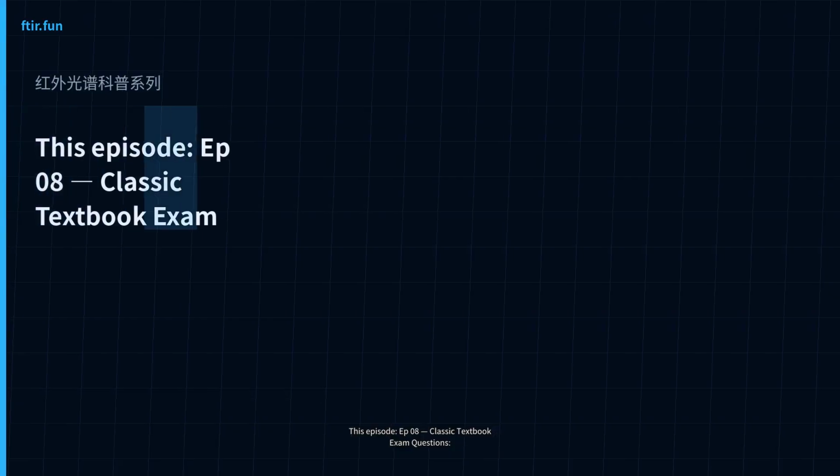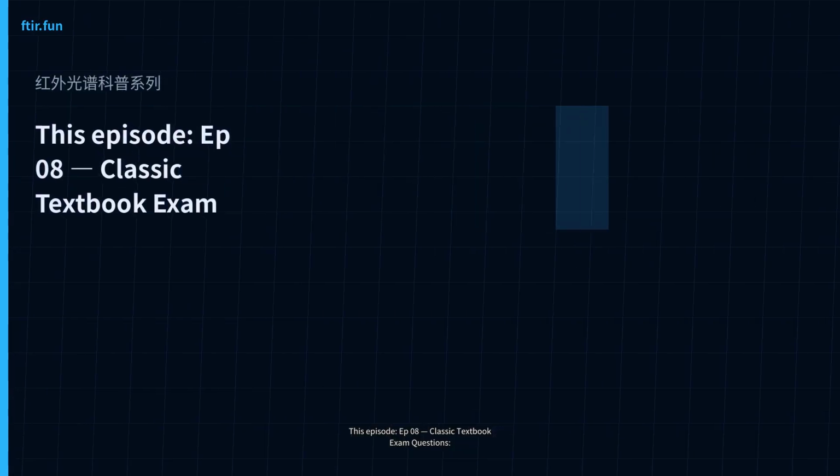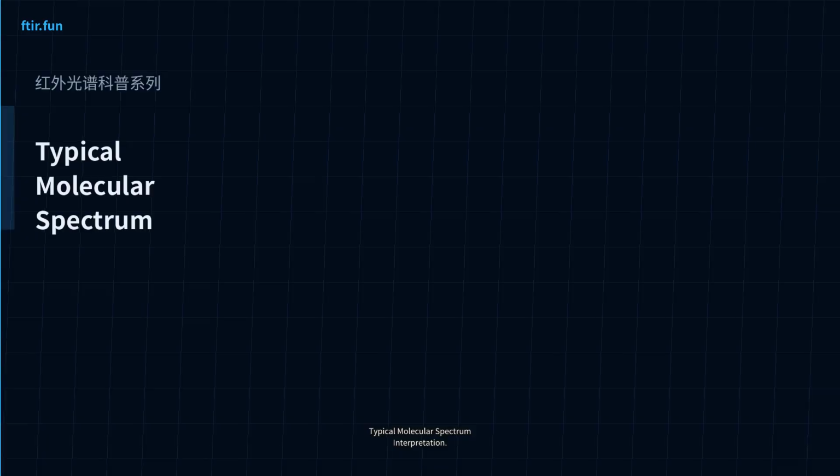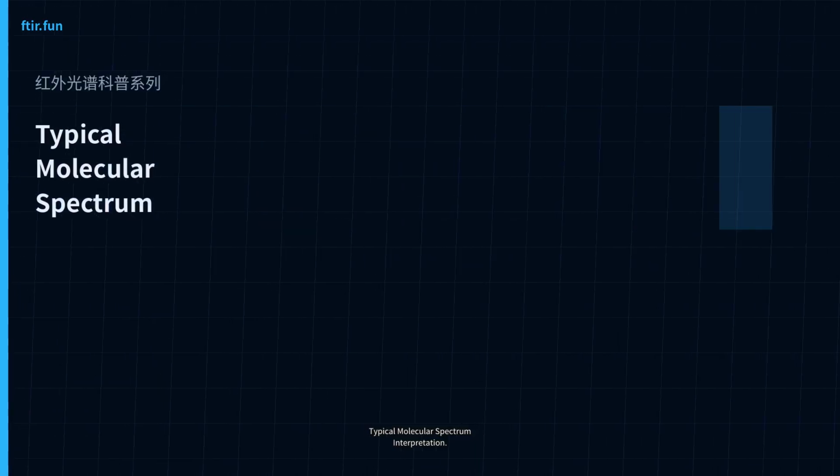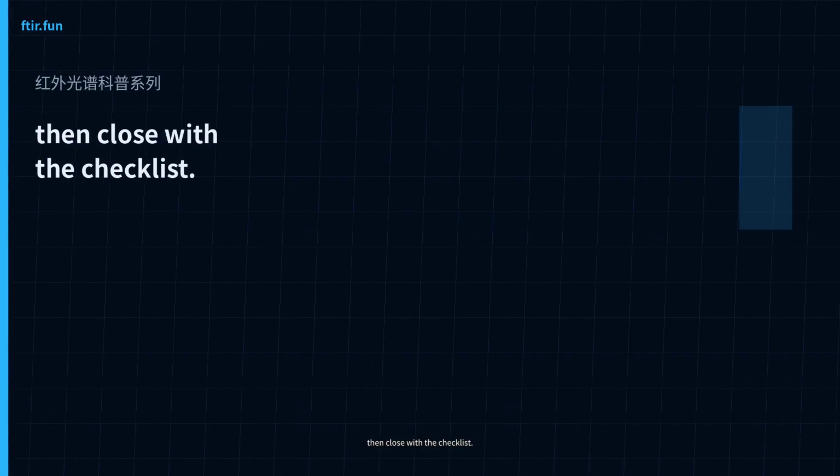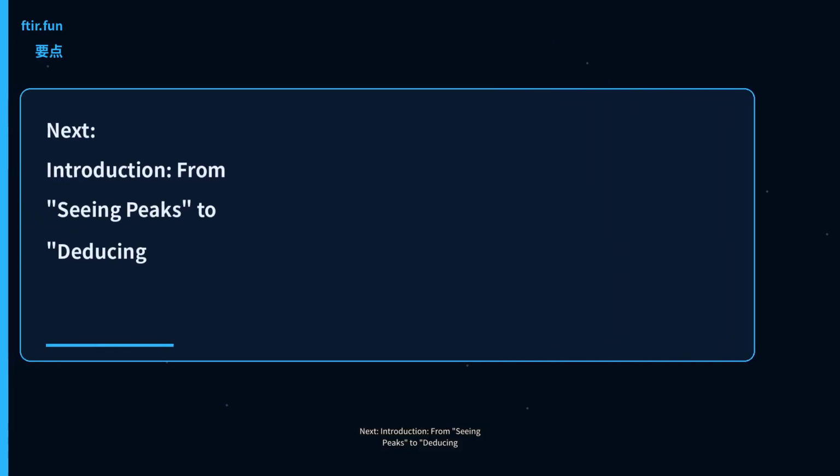This episode, Ep08: Key Textbook Exam Questions, Typical Molecular Spectrum Interpretation. Then we close with a checklist. Next, from seeing peaks to deducing structures.